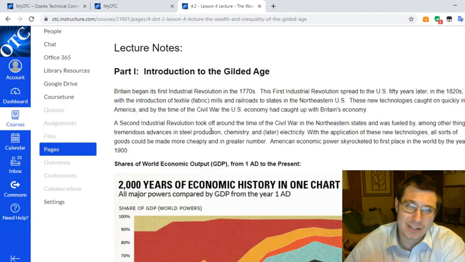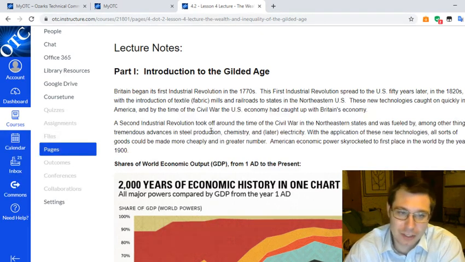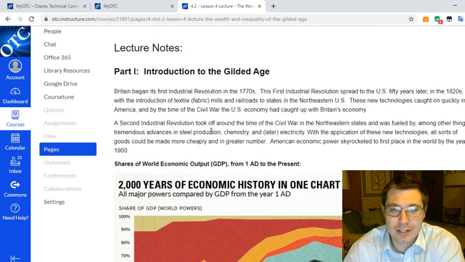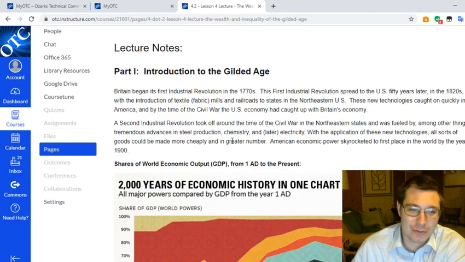A second industrial revolution took off around the time of the Civil War in the northeastern states and was fueled by, among other things, tremendous advances in steel production, chemistry, and later on electricity. With the application of these new technologies, all sorts of goods could be made more cheaply and in greater numbers. And American economic power skyrocketed to first place in the world by the year 1900.